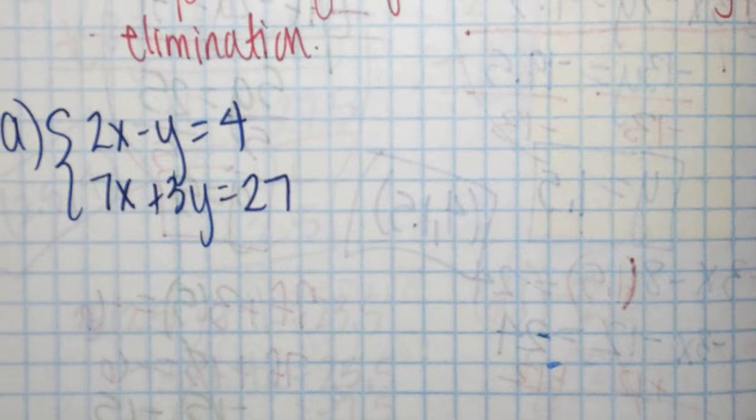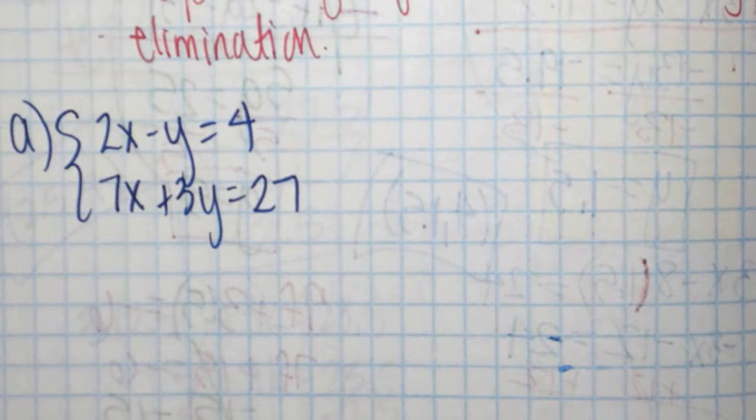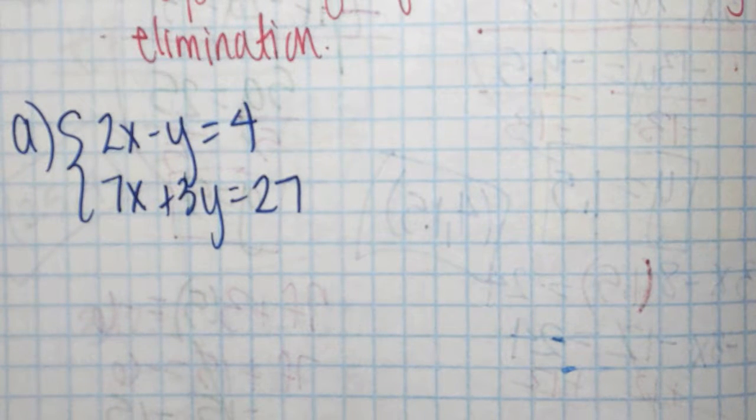Alright. A says 2x minus 3y equals 4. And 7x plus 3y equals 27.